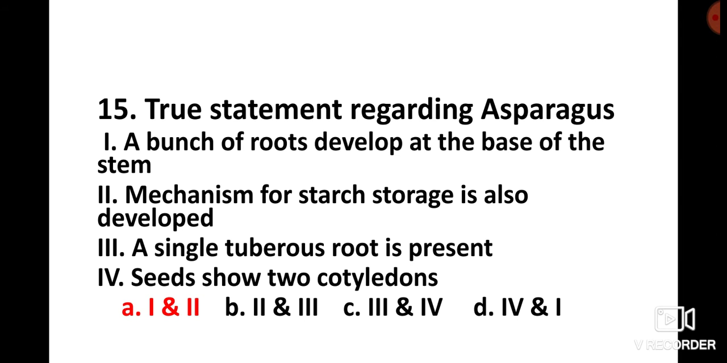Question number 15. True statement regarding asparagus. Statement number 1. A bunch of roots develop at the base of the stem. Statement number 2. Mechanism for starch storage is also developed. Statement number 3. A single tuberous root is present. Statement number 4. Seeds show 2 cotyledons. Right answer is A. 1 and 2 statements are correct.